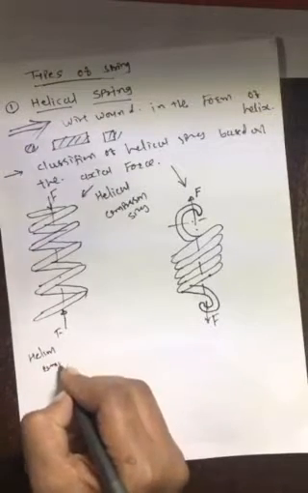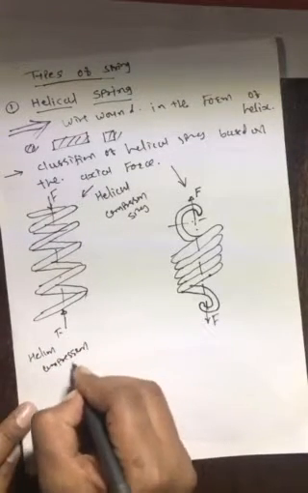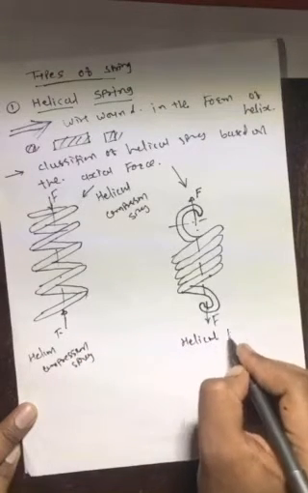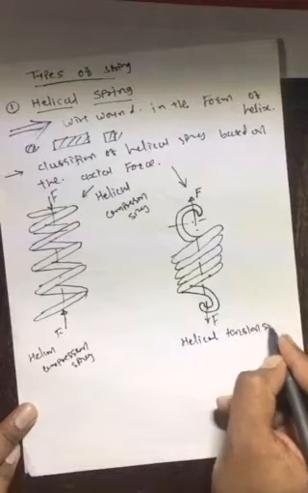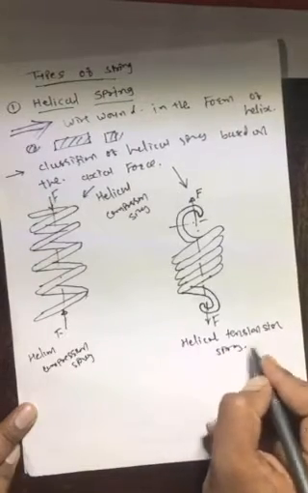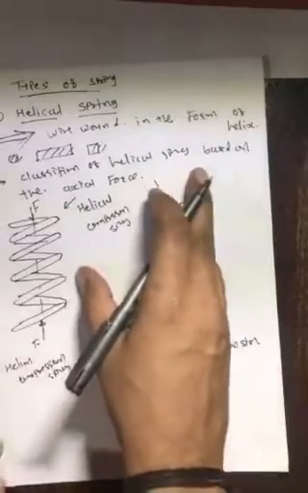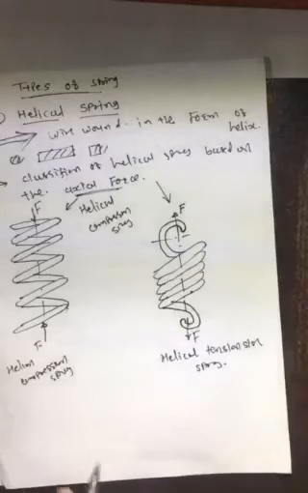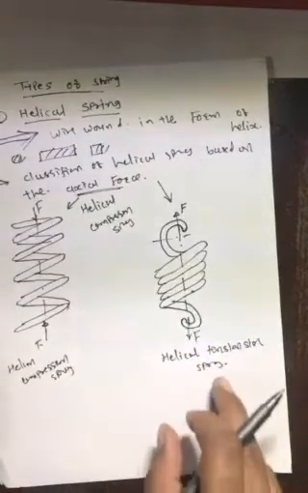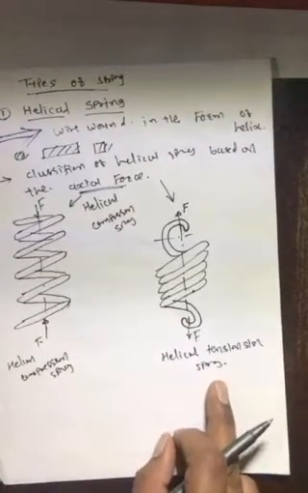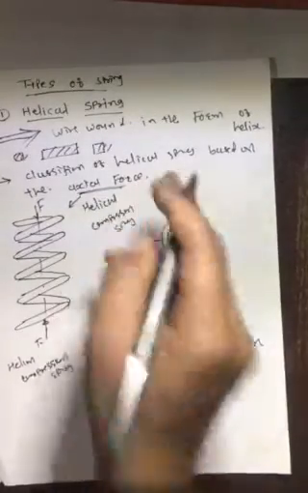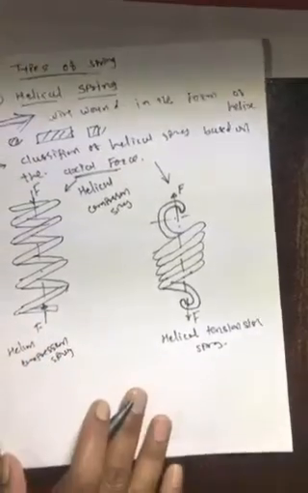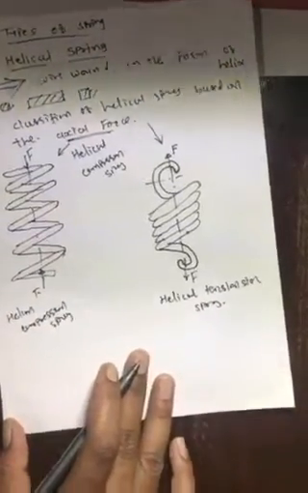This one is a helical compression spring and this one is a helical tension spring. So this is the classification of spring based on the axial force. It is a simple diagram. And another one is helical spring based on the helix angle.